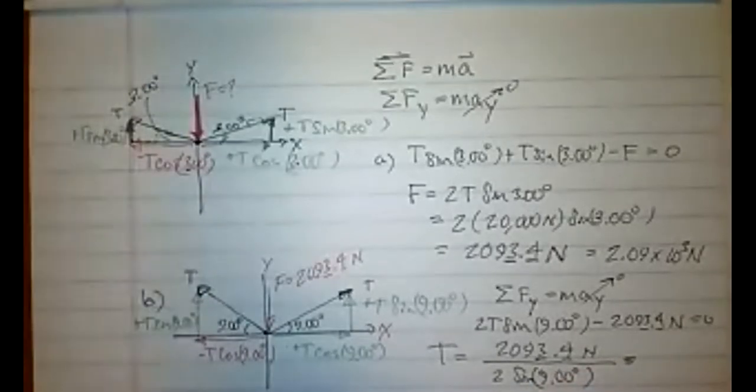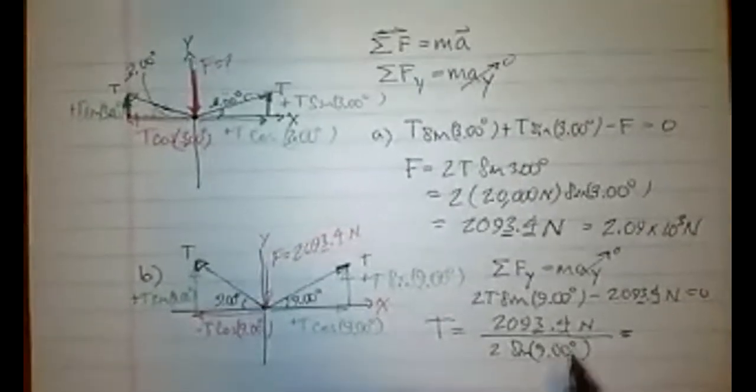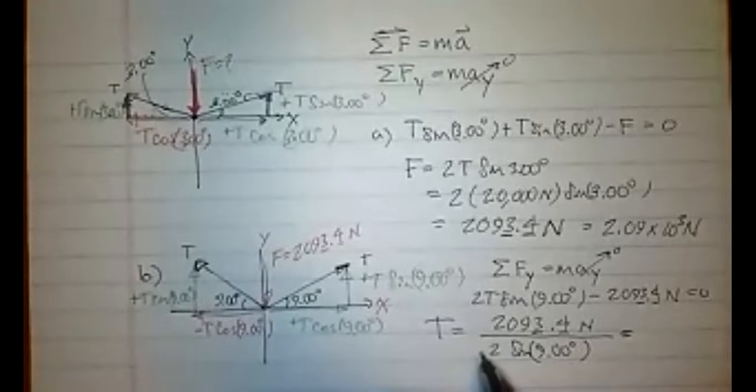So when I do that, I believe I get 6,691.1, but I want to double check. So 2093.4 divided by, when you do a division like this, you want to make sure you use parentheses, because your calculator, otherwise, if you don't use parentheses, will be doing 2093.4 divided by 2, and then it'll multiply that by the sine of 9. So always make sure you are careful with things in the denominator by using parentheses.